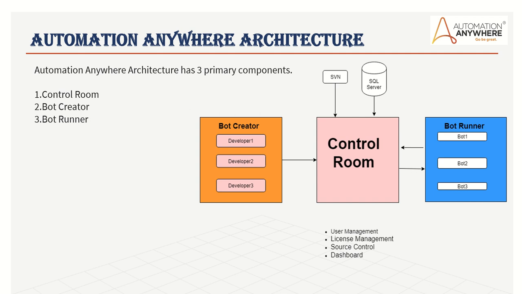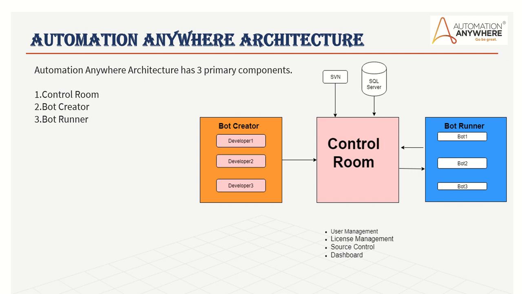And Bot Store is a digital market, you can say, where you will get a lot of inbuilt bots. Automation Anywhere has inbuilt bots where you can get some reference for any kind of business automation. For example, if you are working in Excel or in PDF, you can get the bot as per that. I will show you where we can get the Bot Store.